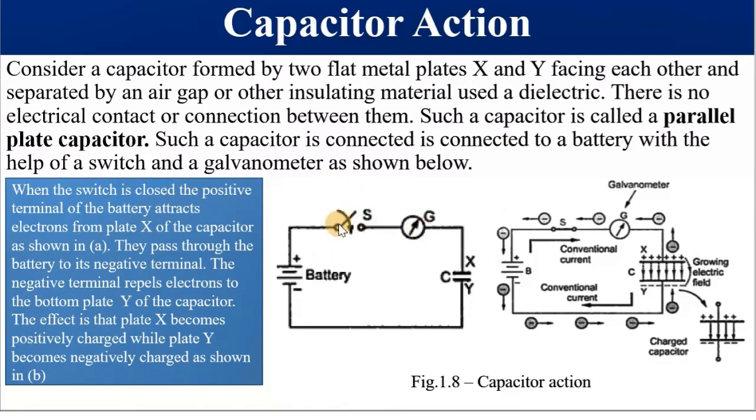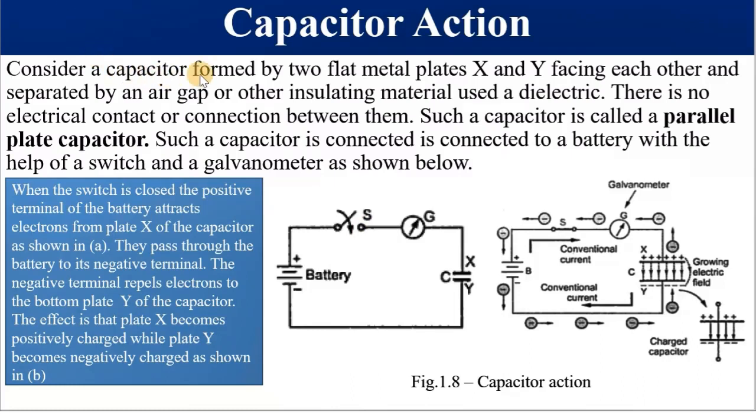Then we've got a contact switch. This is a switch that closes, allowing current to flow, and opens, stopping the flow of current. Then this is the source of EMF. So what happens when we turn the switch on and also off is what we call capacitor action.